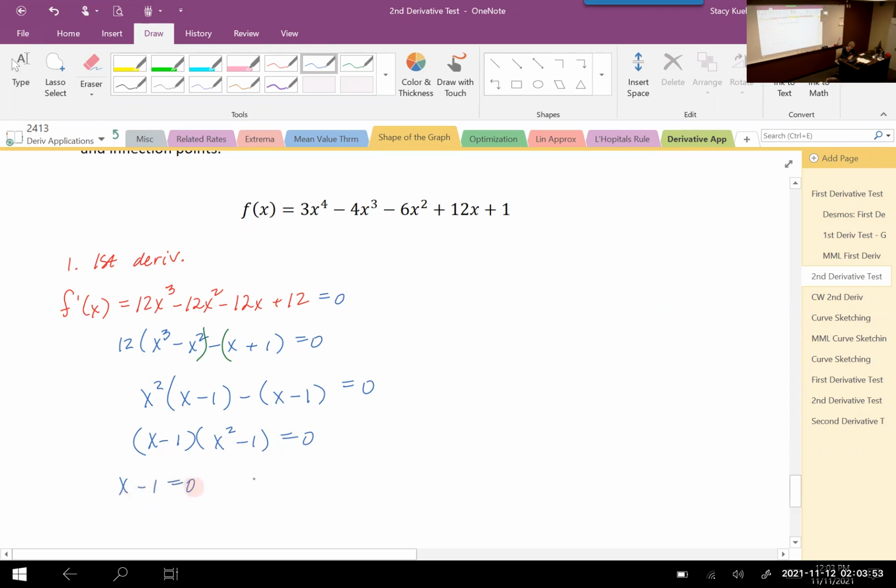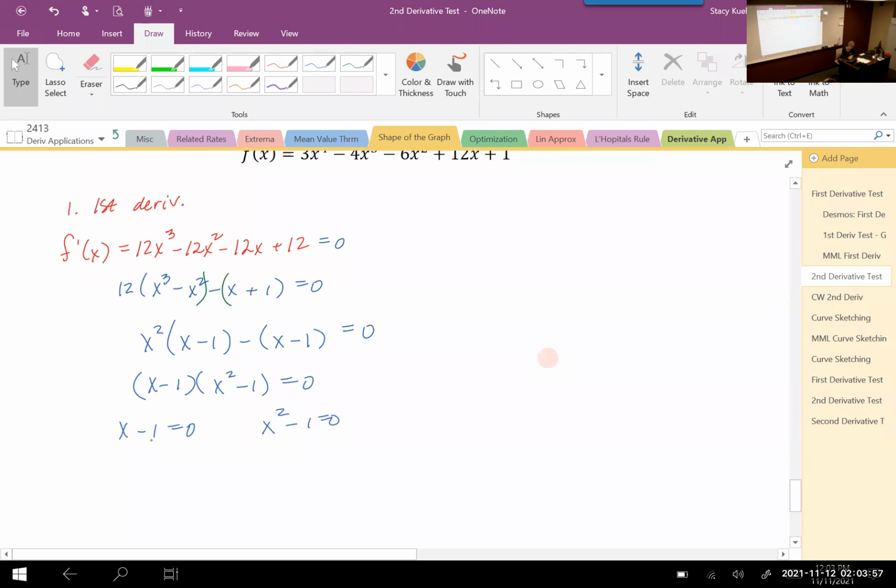Each of those factors now gets set equal to 0. X is equal to 1. X squared is equal to 1, or x is equal to positive and negative 1. I just had kind of a repeated root in there, didn't I? That's all that said.